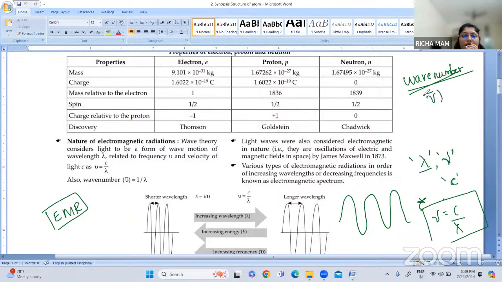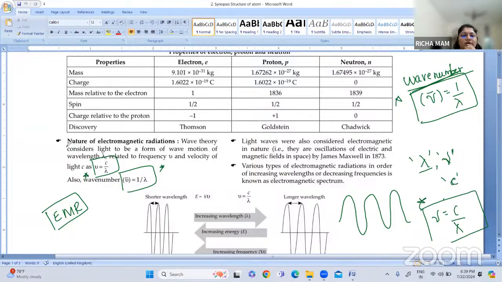Wave number, how is it represented? Mu bar. Wave number is calculated as 1 by lambda. Based on these formulas, we are going to solve the problem. So remember these two formulas again.